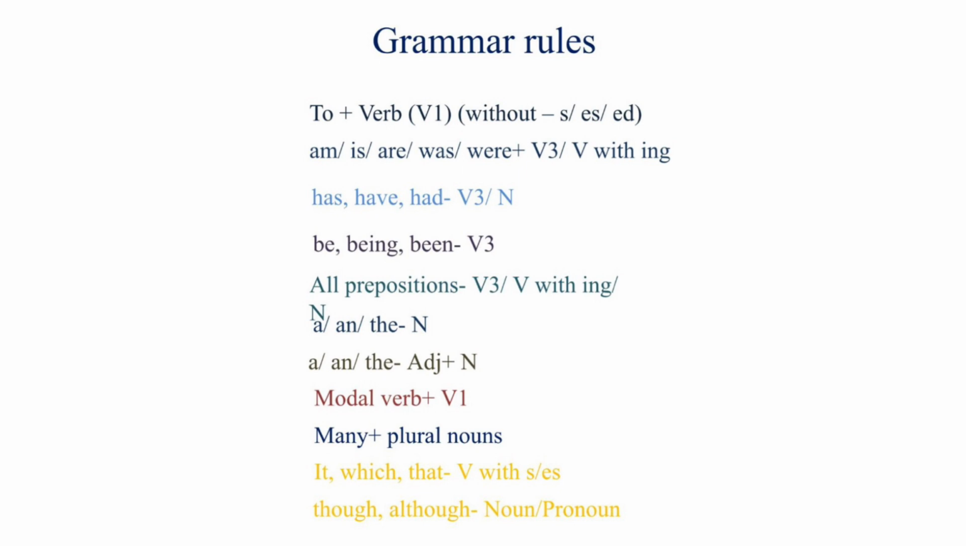Moving forward, after though and although, there would be a noun or a pronoun. Though I was late for work, nobody scolded me, for example. Or though I was late for school, nobody scolded me. So in though I was late, I is the pronoun. Though my friend was late, or let's take somebody's name, though Sonia was late, for example. So Sonia is a noun. So although and though are followed by a noun or a pronoun.